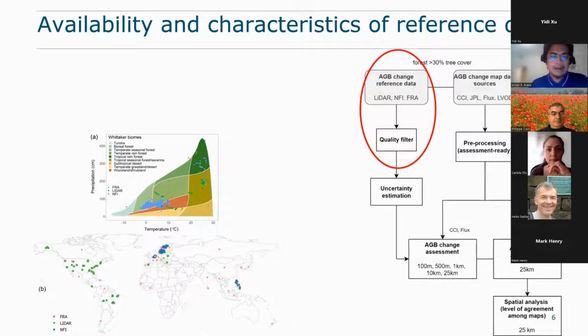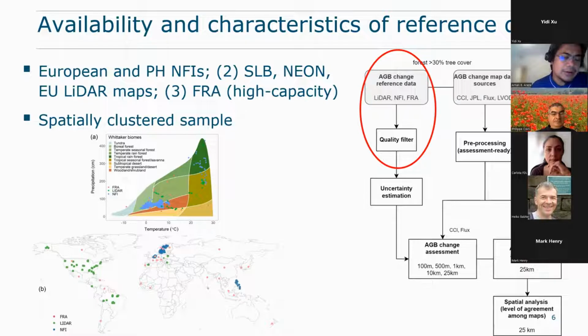So in terms of the reference data, this is what we have right now. It's mostly European NFIs and some NFIs in the tropics, and some LiDAR maps. See in the green part, it's of course US, Brazil, and some in Europe. And in terms of the FRA data, we use mostly European temperate data in that case. So it's obviously spatially clustered. This is the first batch of the data that we had. There's some more expected, and the communication with potential data providers is ongoing. So this is expected to increase also.